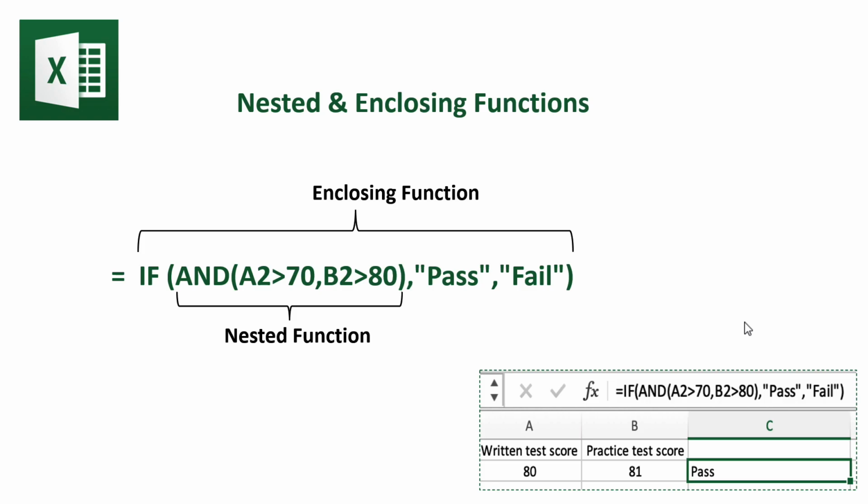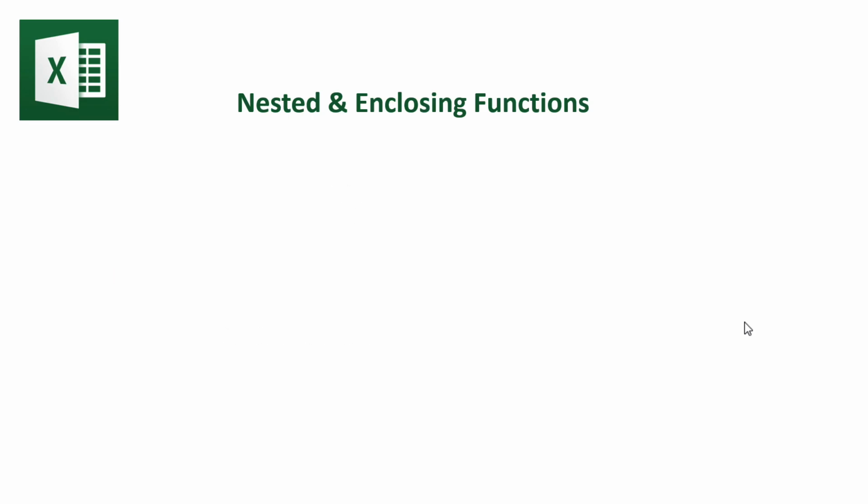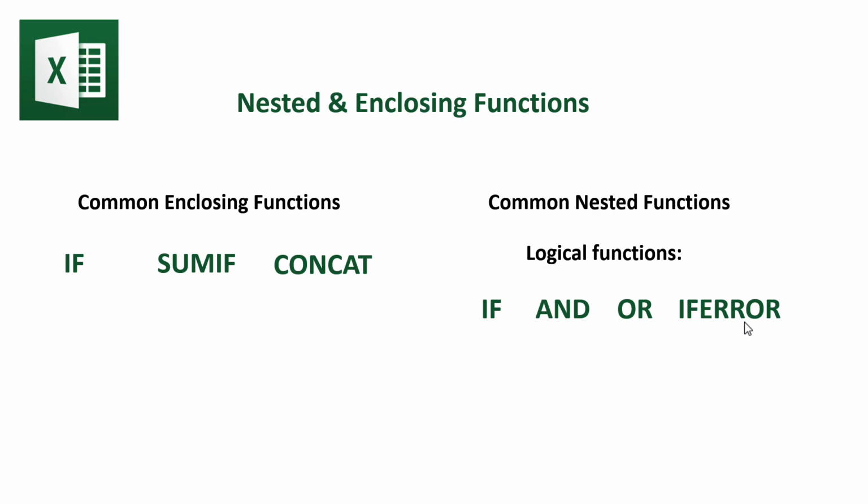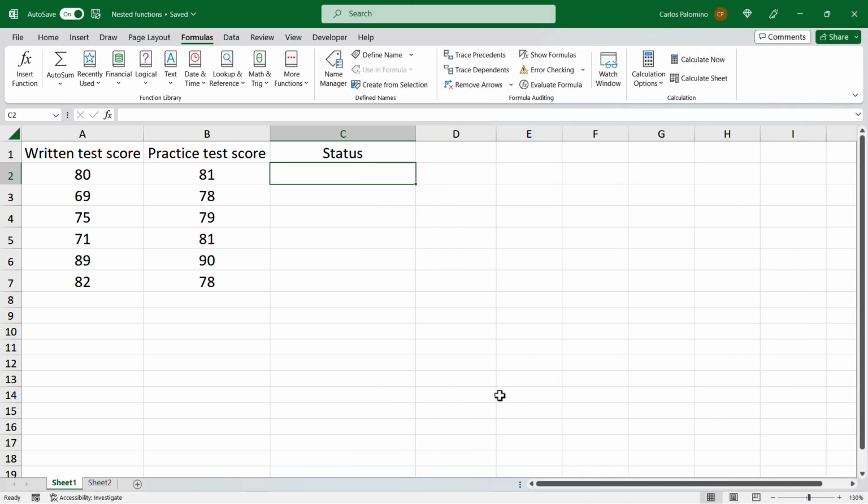These types of functions will allow you to evaluate different ranges and criteria or redirect the action to be taken. Some of the most common enclosing functions include IF, SUMIF, and CONCAT, and the most common nested functions are the logical functions. But you can nest basically any function. Let's see how they work with this example.